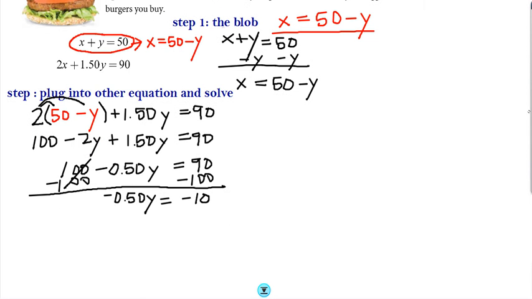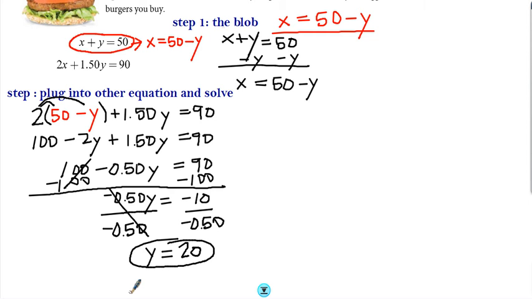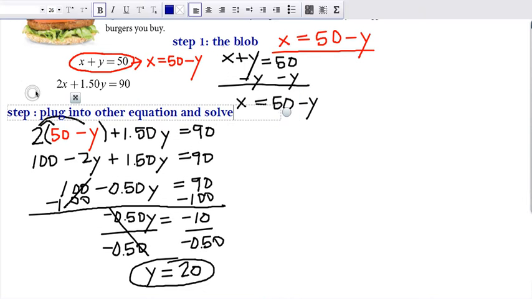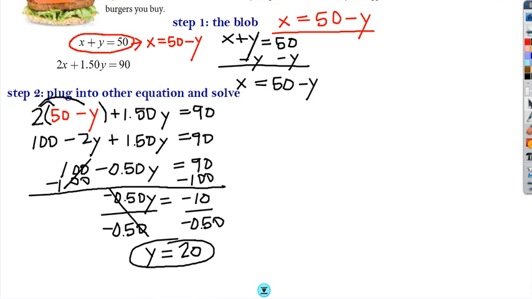Now, to solve for y, we're going to divide both sides by negative 0.50. Cross it out. Y is equal to, if you put negative 10 divided by negative 0.50 in the calculator, you should have y equals 20. So we found from step 2 that y equals 20. And I forgot to write it as step 2 here. Step 2, plug it into the other equation, and we found that y is equal to 20.